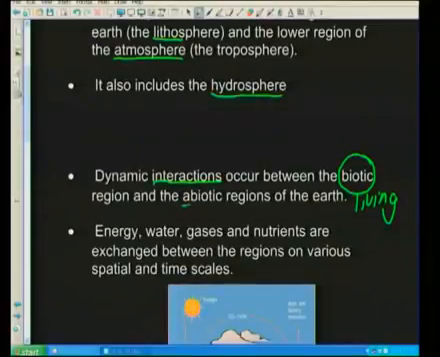Now, those organisms form an interaction with the abiotic. If you look at that little letter A, that means non-living. So always when you add a little a in front of the word, it means non. The abiotic regions of the Earth are your soil, air, and water. So there's an interaction of living and non-living components.